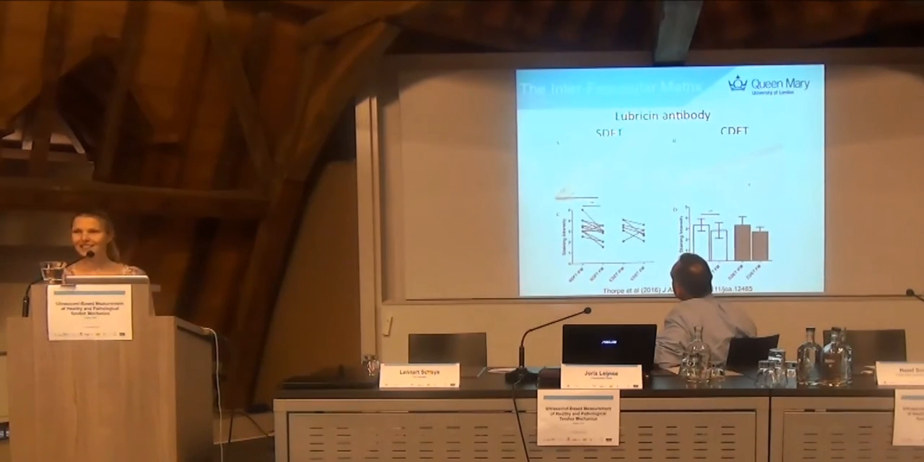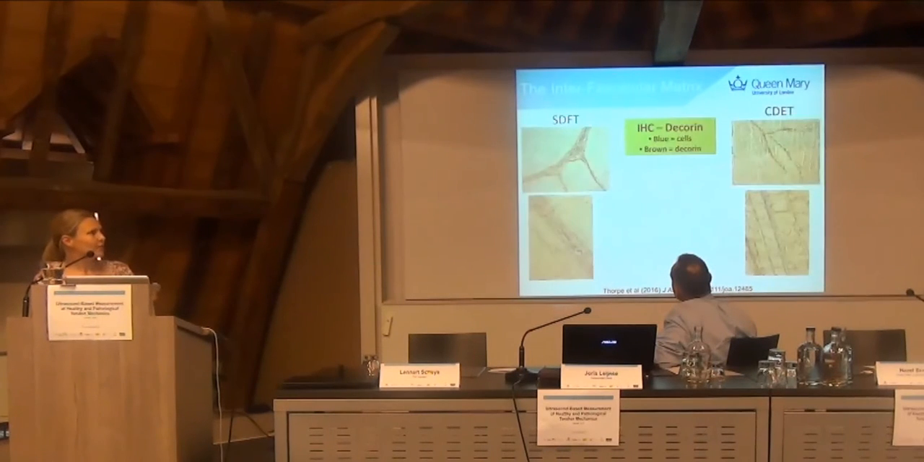Lubricin, that was kind of nice as well. A lubricator, which you see in cartilage. Lots of lubricin in the interfascicular matrix in the energy storing tendon. Things that will allow those sorts of behaviours we see.